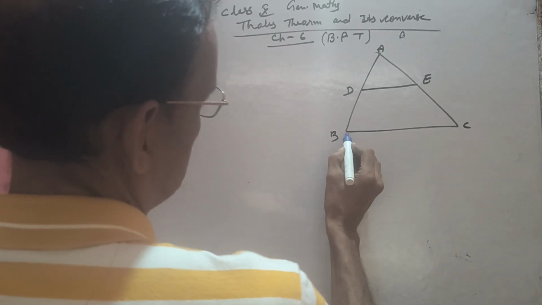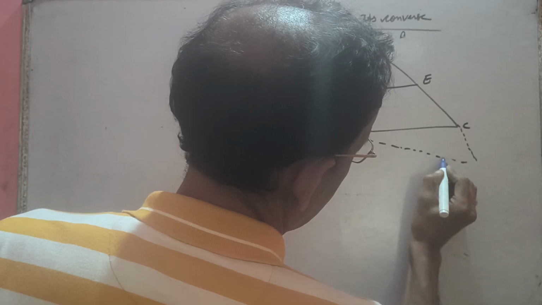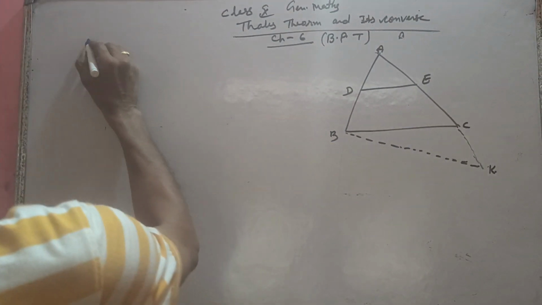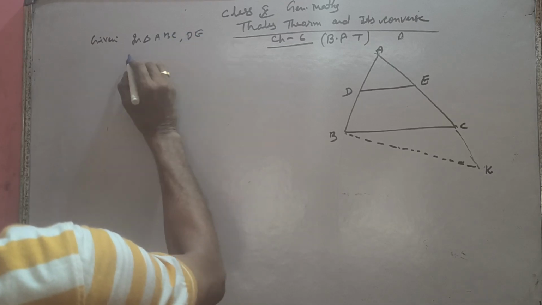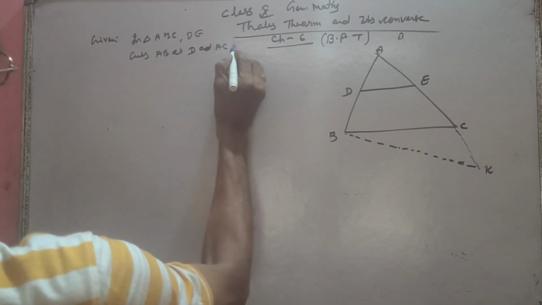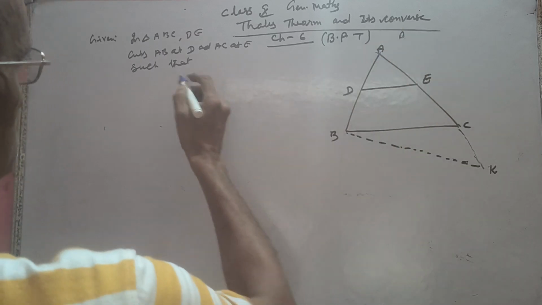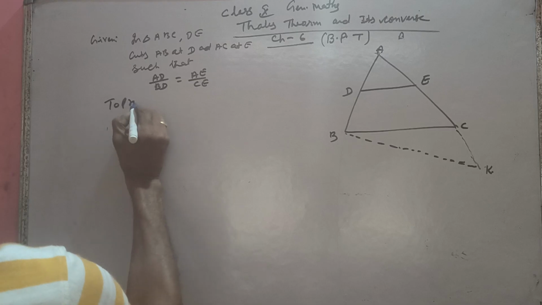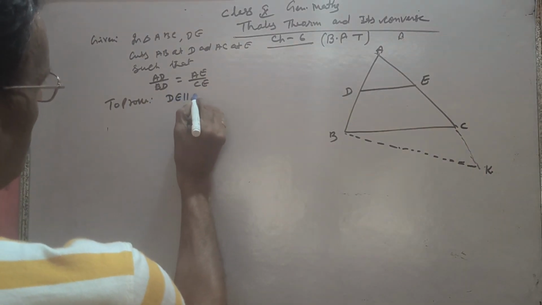So this is the diagram also. The statement can be written, and construction is needed here. Let me draw, then I will explain the construction. Given: in triangle ABC, DE cuts AB at D and AC at E such that the line segment DE divides the sides AB and AC in equal ratio. What is the meaning? Such that AD by BD equals AE by CE. Then we need to prove, according to the theorem, that this line segment DE must be parallel to the third side BC. So we need to prove DE parallel BC.